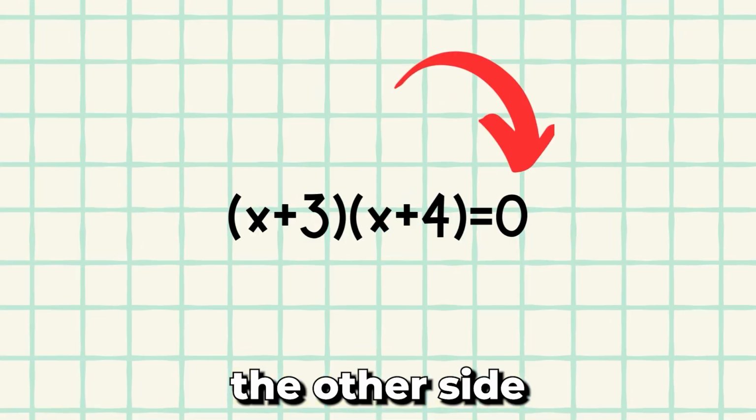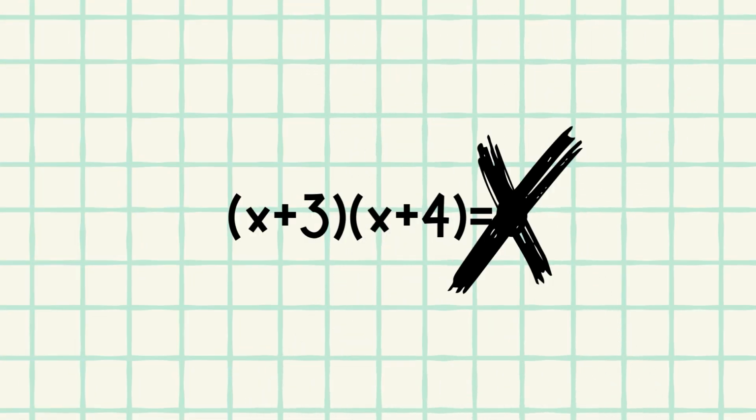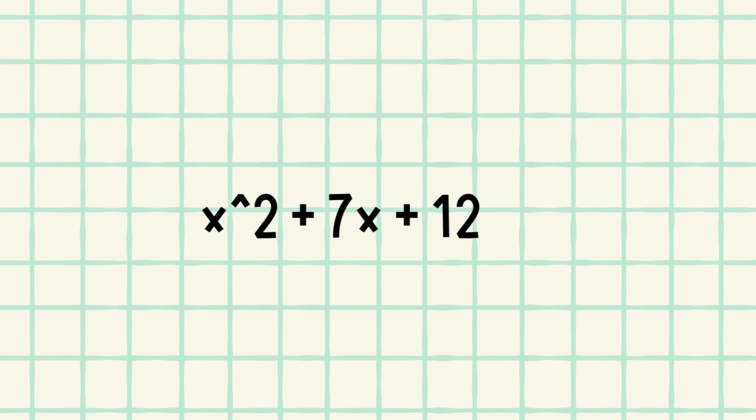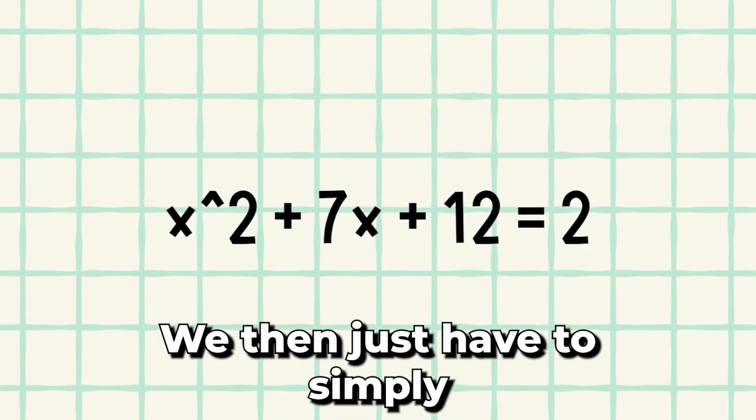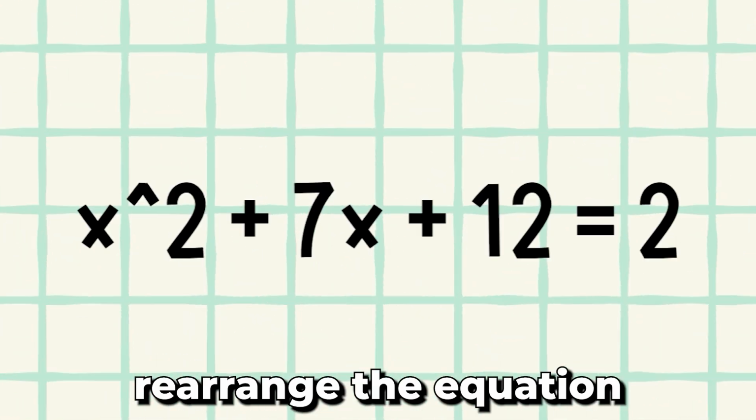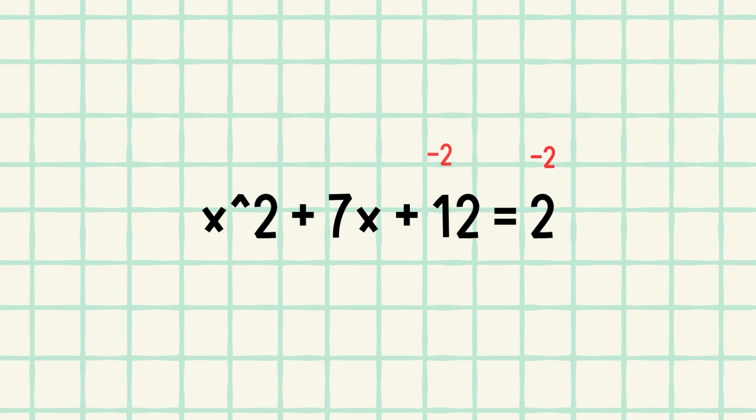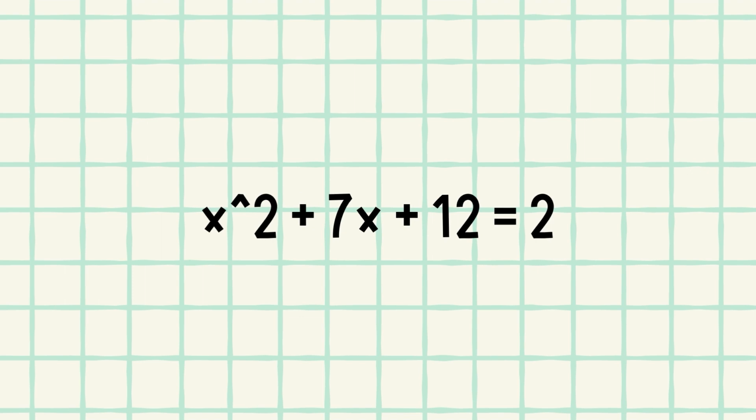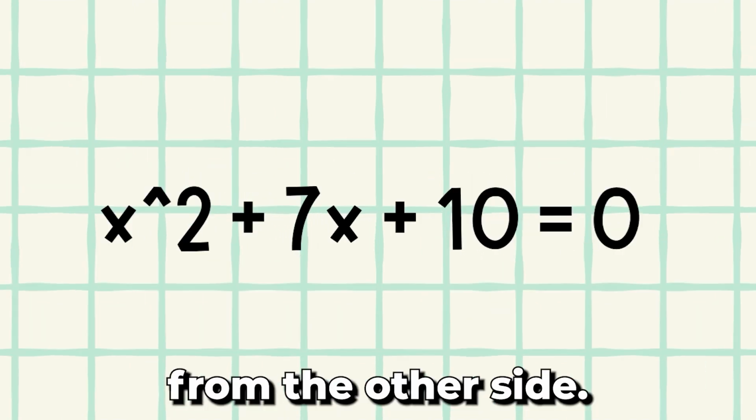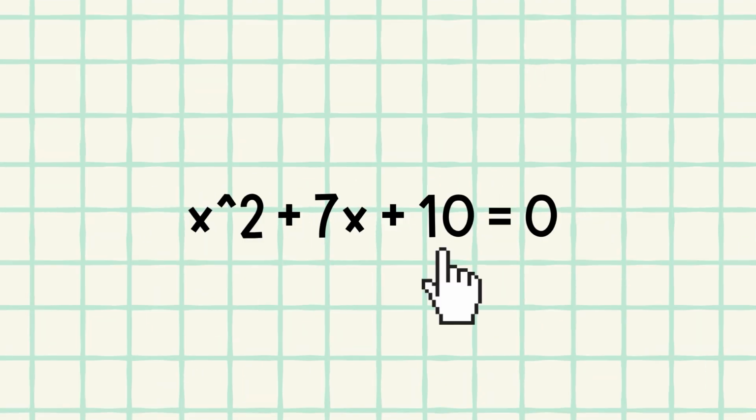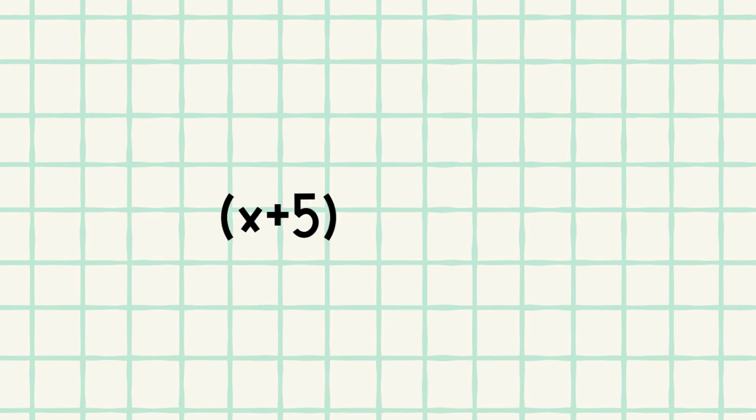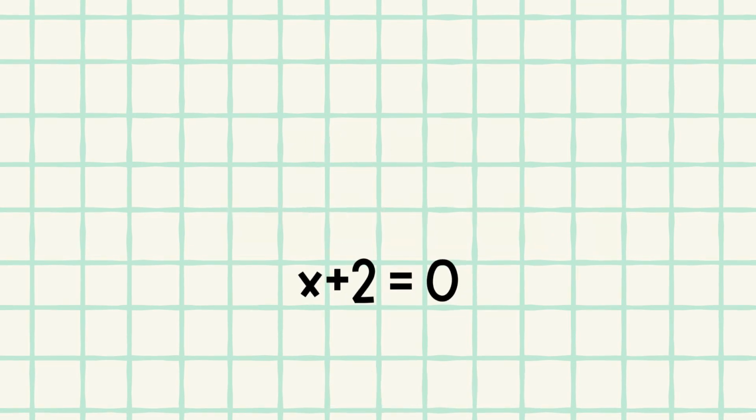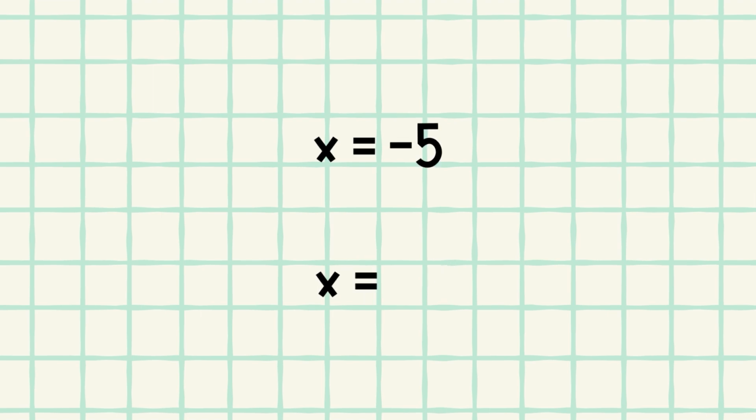But what if the other side doesn't conveniently equal 0, like in x squared plus 7x plus 12 equals 2? We then just have to simply rearrange the equation by subtracting 2 from both sides so that it does equal 0. And with the factored form, you'll have to remultiply them out and then subtract from the other side. We then get x squared plus 7x plus 10 equals 0, which factors to x plus 5 times x plus 2 equals 0. Letting both these expressions equal 0, we get x equals -5 and x equals -2.